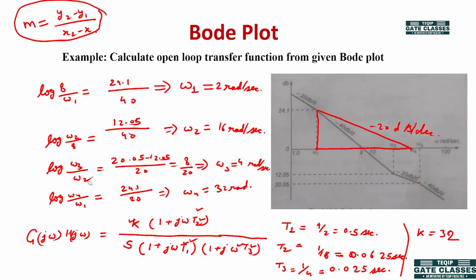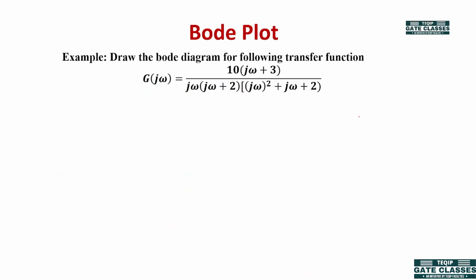Okay, so now we have calculated all these values. We can put these values in this particular equation, and we get the open loop transfer function. So here we have seen that we can simply identify the open loop transfer function using the Bode plot as well. So let's see one more example.